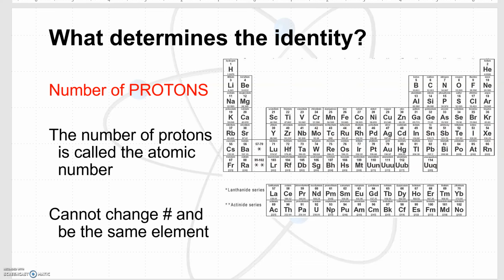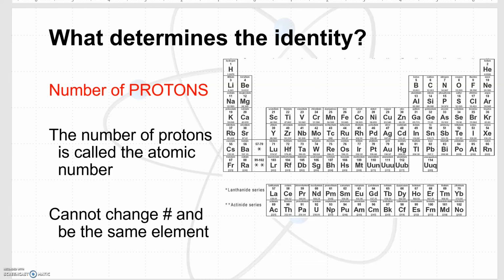So the protons determine what the atom is. We can do this by looking at the number of protons in the nucleus. They call this the atomic number, and our periodic table is arranged by atomic number. You can find the atomic number on your periodic table, and this is equal to the number of protons.